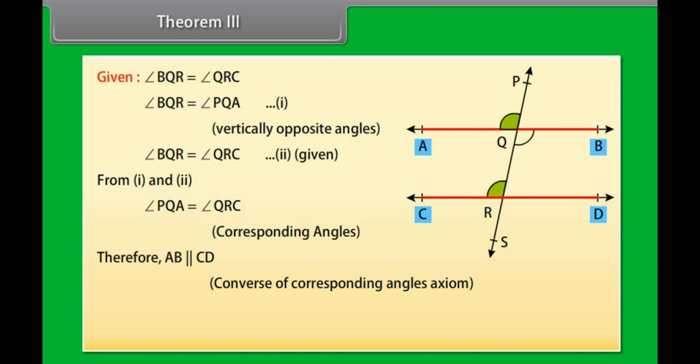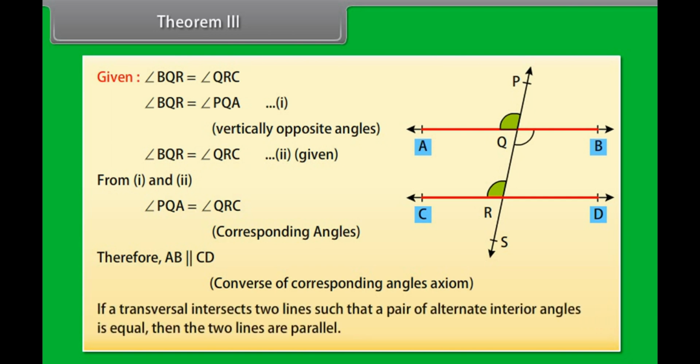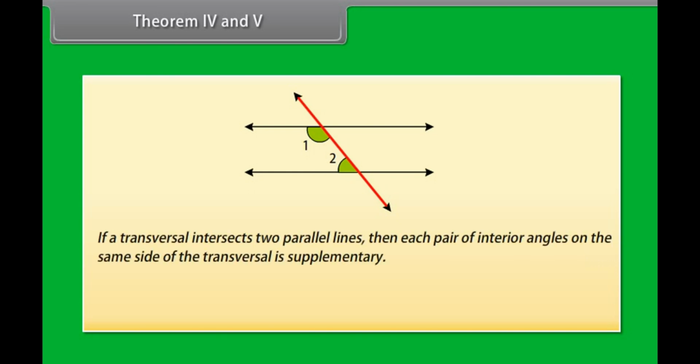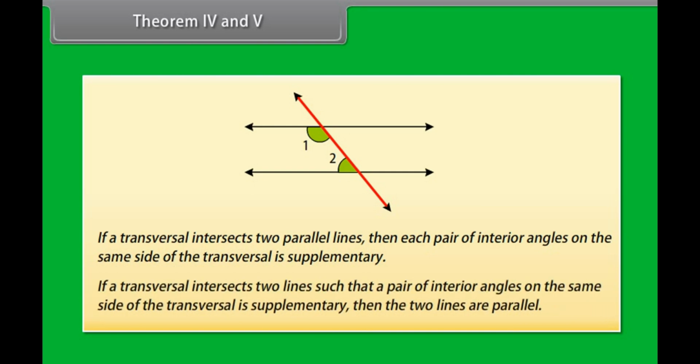This result can be stated as a theorem, which is: if a transversal intersects two lines such that a pair of alternate interior angles is equal, then the two lines are parallel. Theorem 4 and 5. There are two more theorems related to interior angles on the same side of the transversal. If a transversal intersects two parallel lines, then each pair of interior angles on the same side of the transversal is supplementary. If a transversal intersects two lines such that a pair of interior angles on the same side of the transversal is supplementary, then the two lines are parallel.